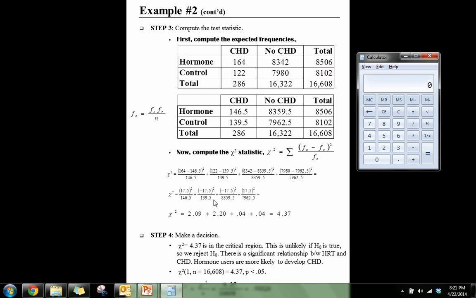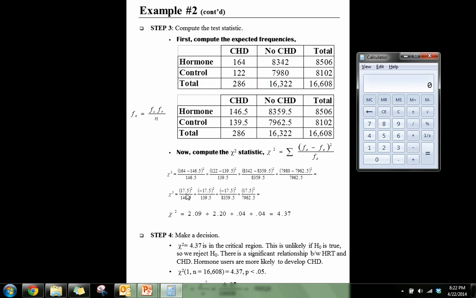Now, one nice thing that we talked about is that these fractions will form a pattern. So first of all, the denominators will always have the expected values in them. And we can see that those denominators do coincide with these expected values. And the numerators will always have the same value when we have a 2 by 2 table. So when we take 164 and we subtract 146.5, we get 17.5. And we can see we have here negative 17.5, negative 17.5, positive 17.5. So it's showing me that I'm on the right track because I'm seeing that pattern. Of course, when I square those values, they're all going to be positive.